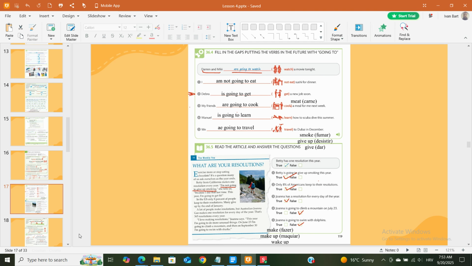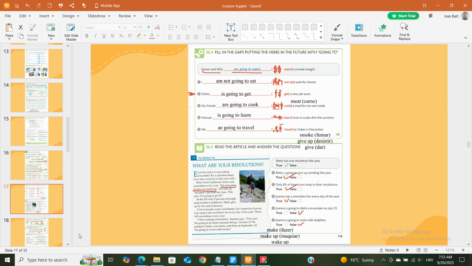36.5 Read the article and answer the questions. What are your resolutions? Exercise more or stop eating chocolate. It's a question many of us ask ourselves as the year ends. Betty from California makes one resolution every year. I'm not going to give up smoking, she tells us, because I did that last time. This year, I'm going to get fit. In the US, only 8% of people keep to their resolutions. Many give up by the end of January.